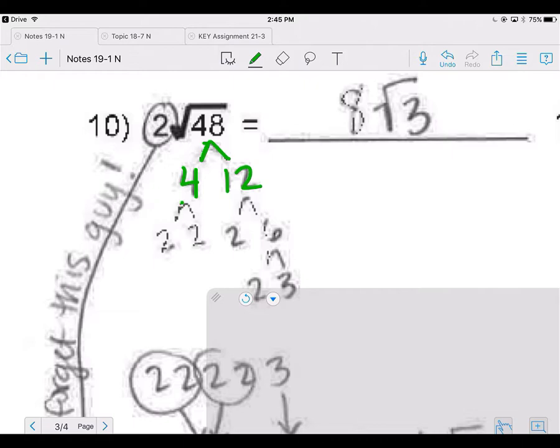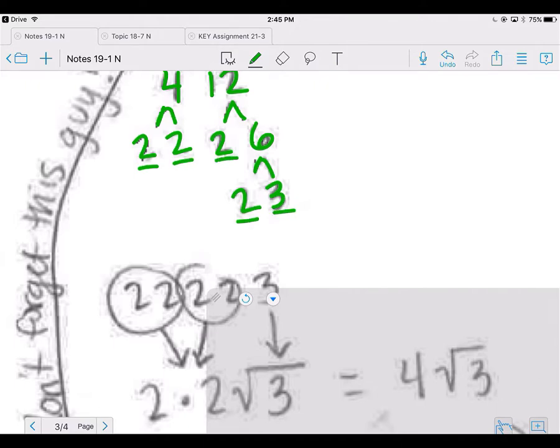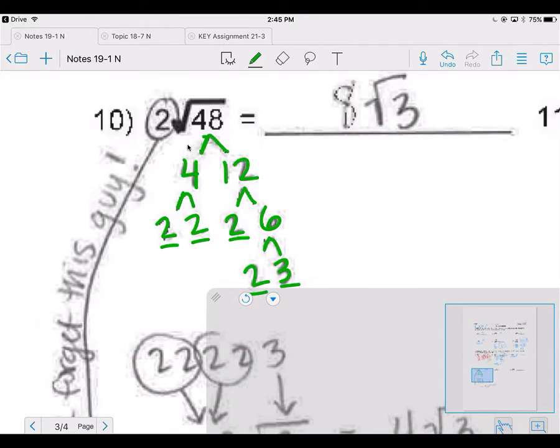So 4 can be broken up into 2 and 2, and those 2s cannot be broken up further. 12 can be broken up into 2 and 6. 2 cannot be broken down further. 6 can be broken down into 2 and 3. And remember, the 6 is not part of my thing. The 4 is not part. The 12 is not part because I've broken that down. The 4 is still being represented, but it's represented by different pieces.